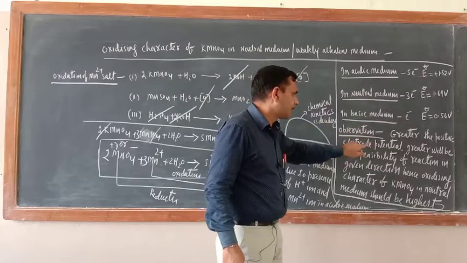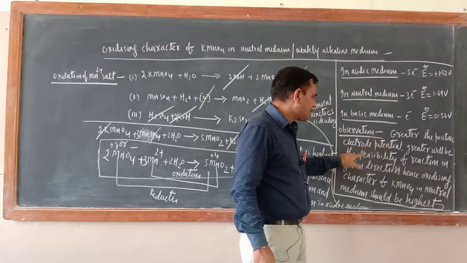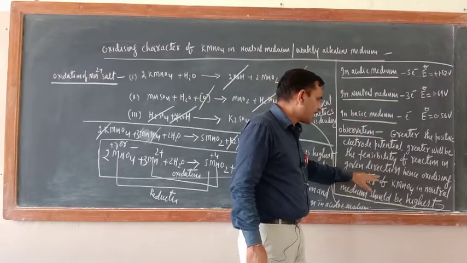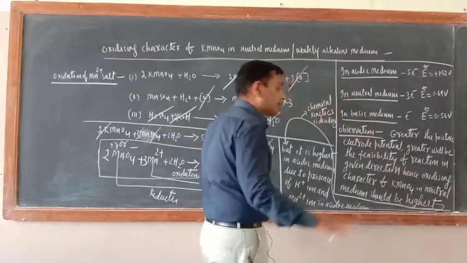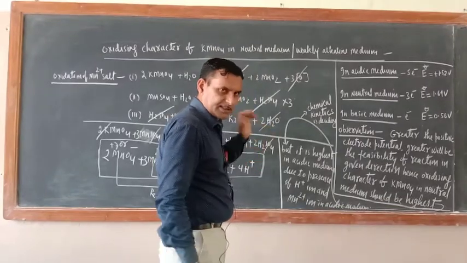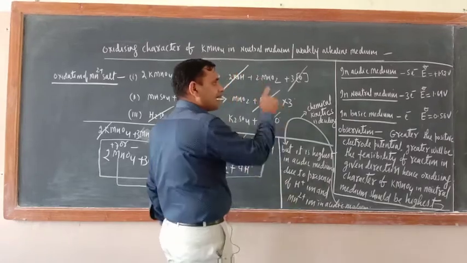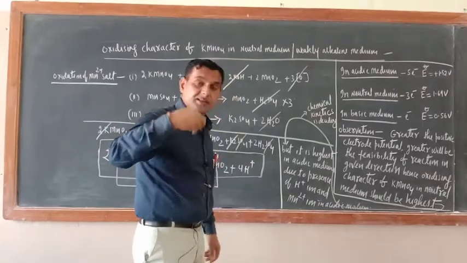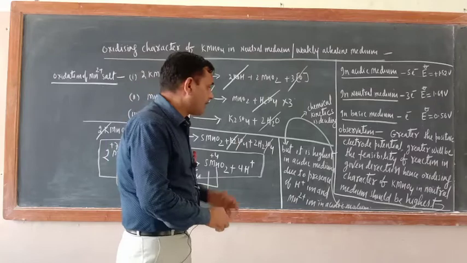I wrote here the observation. Just see, the greater the positive electrode potential, the greater the feasibility of the reaction in the given direction. Hence, the oxidizing character of KMnO4 in neutral medium should be highest. This is the observation. But what is the actual practice? Actually, the oxidizing character of KMnO4 in acidic medium is very high. Why? The rate is very high and the yield is also very high. What is the reason?